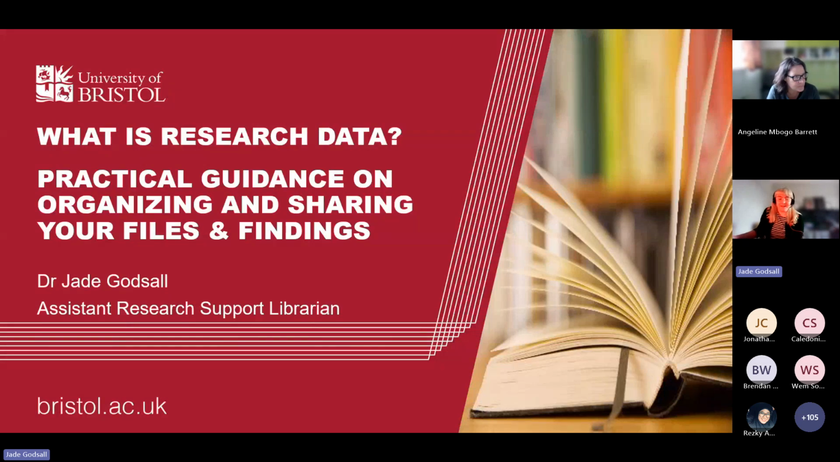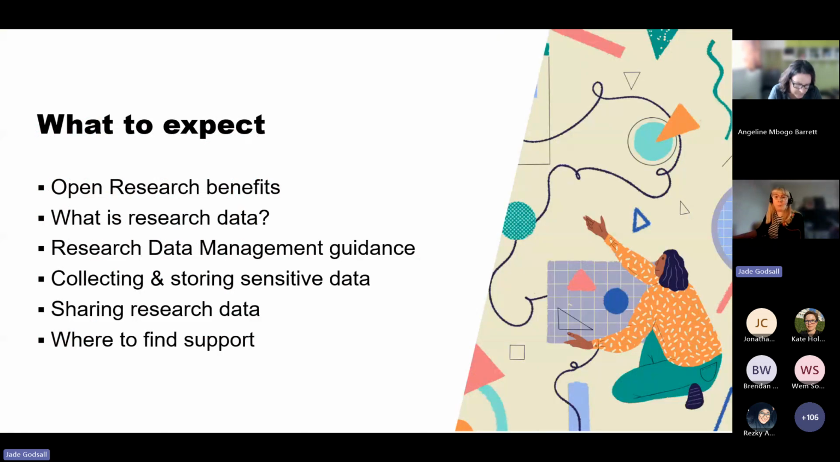I have ever so slightly tricked you though today. So the guidance I'm going to be offering is framed around open research practices. Some of you might be familiar with that term and some of you not so much. If you were at Kate Holmes' session, forgive me because I am going to go through a kind of brief introduction about what is open research and what the benefits are. And then I'll go into talking about what is research data management guidance, and also collecting and storing sensitive data, sharing research data, and then also where you can find support outside of your supervisory team.